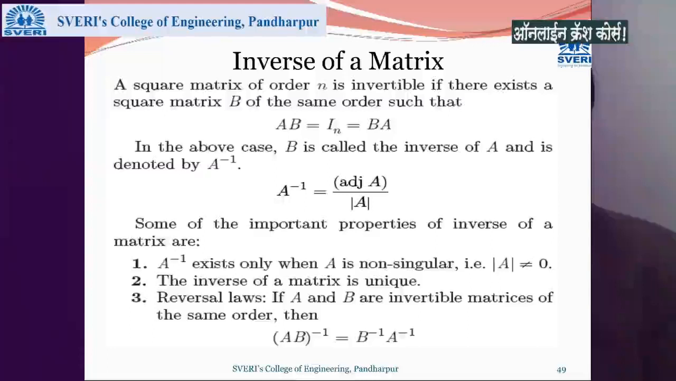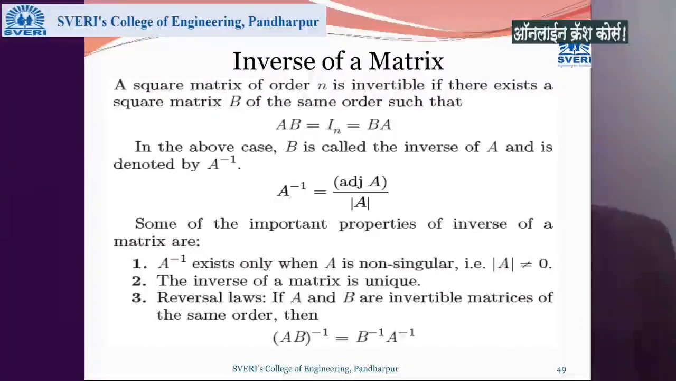So here A inverse is equal to adjoint of A divided by determinant of A. So what is the adjoint of A? How to calculate that adjoint of A? This is the basic step to find A inverse. Here, first of all we are going to find the adjoint of A, and then after that we can find A inverse by using the adjoint of A.